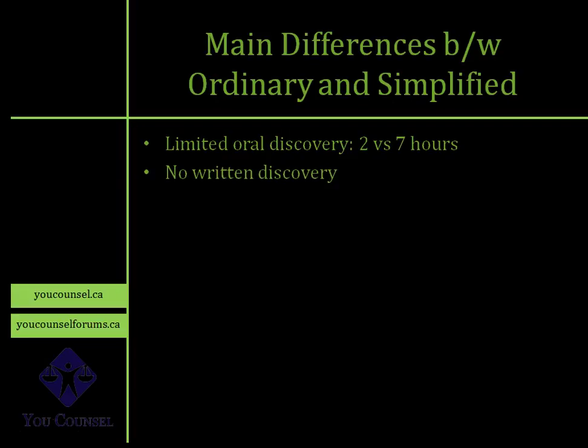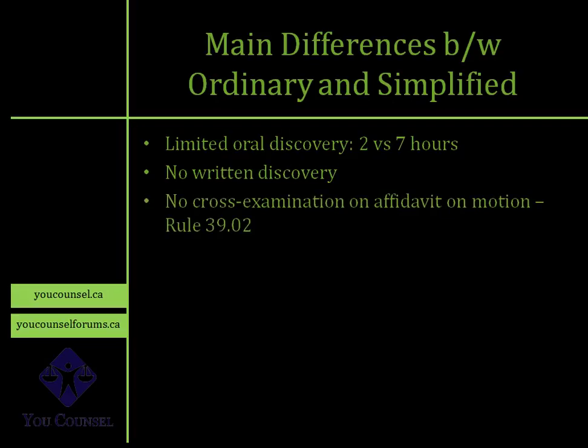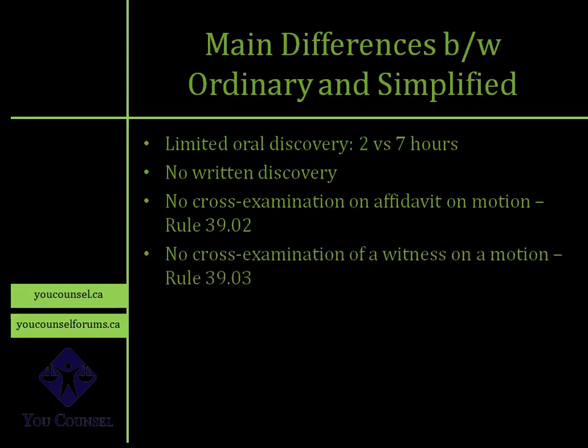Number 2, you do not have the option of conducting written discoveries under simplified procedure, which is an option available under ordinary procedure. Also, under simplified procedure, you cannot conduct cross-examination on an affidavit on a motion, which is under Rule 39.02. You are allowed to do that in ordinary procedure, but for simplified procedures, you are not allowed to cross-examine on an affidavit on a motion. Similarly, you cannot cross-examine a witness for a motion under Rule 39.03, which is allowed in the ordinary procedure.